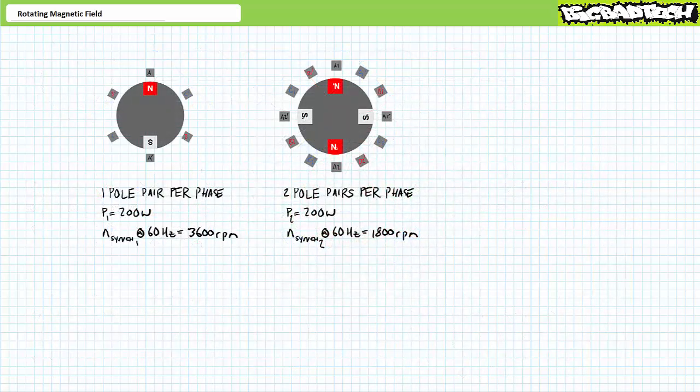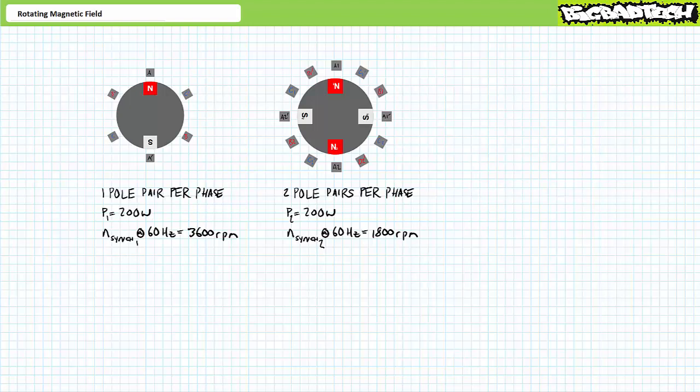Alright, now let's relate the rotating magnetic field with our previous understanding of mechanical power by comparing and contrasting a single pole pair per phase stator with that of a 2-pole pair per phase stator. Let's assume these 2 machines have the same power rating. For the purposes of argument, let's say they're both 200-watt machines. As we've demonstrated, a single pole pair per phase stator necessitates a single cycle of AC to perform a complete physical revolution, whereas a 2-pole pair per phase stator necessitates 2 cycles of AC to perform a complete physical revolution.